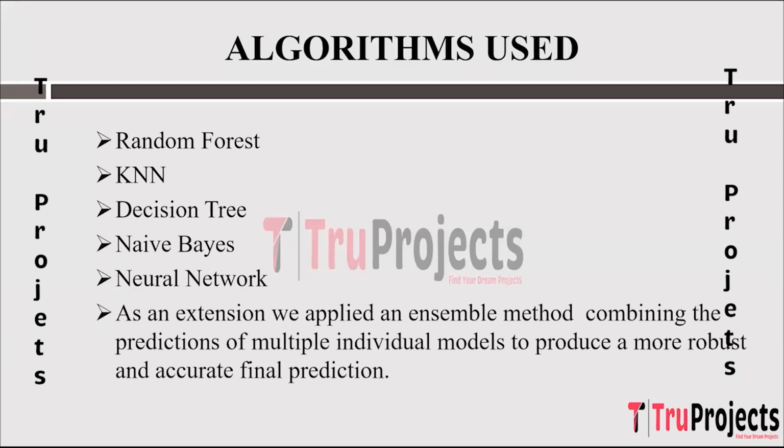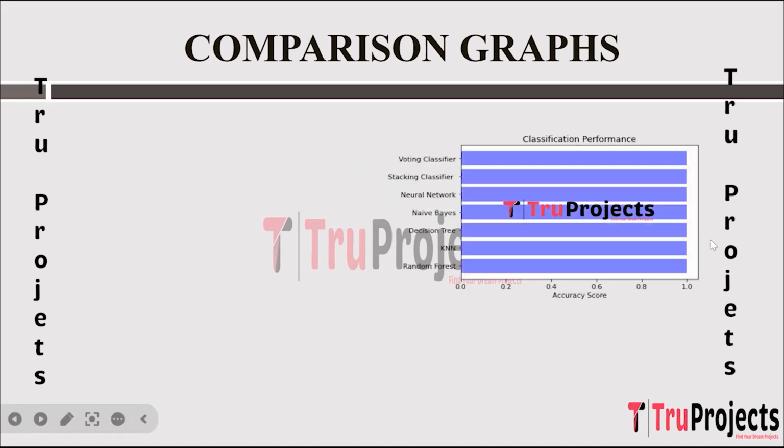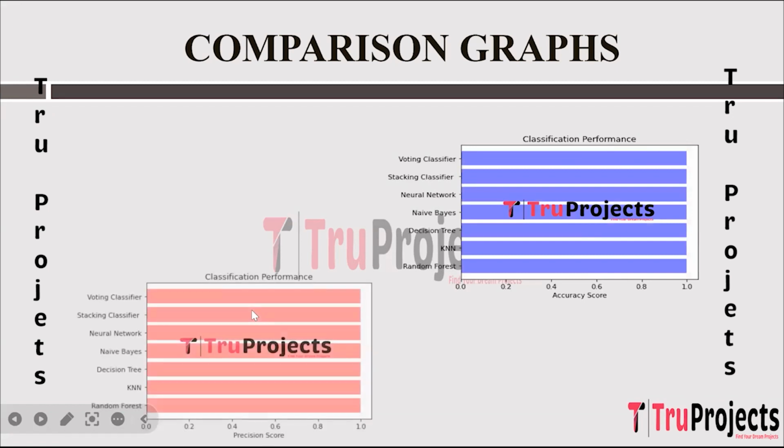As an extension, we applied an ensemble method combining the predictions of multiple individual models to produce a more robust and accurate final prediction. Comparison graphs. Comparison graphs offer a visual breakdown of how a model performs across essential evaluation metrics. Models are compared with the parameters accuracy, precision, recall, and F1 score. This is the accuracy comparison graph.